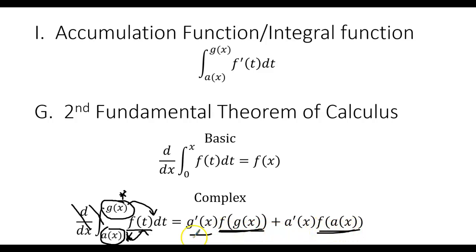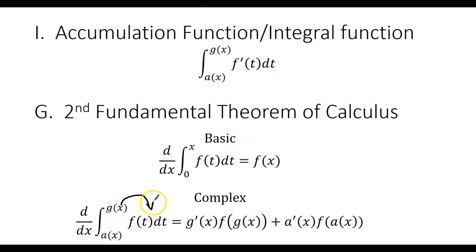Now, why is there a G prime here and an A prime here? Well, it's basically because of the chain rule. The derivative of this is G prime, and the derivative of this is A prime. So that's the process. You're taking the derivative of a composite function. When you do that, you have to multiply by the derivative of the inside. So for these types of problems, you're going to drop this in, and you're going to drop this in, and then you multiply each one by the derivative of the inside.